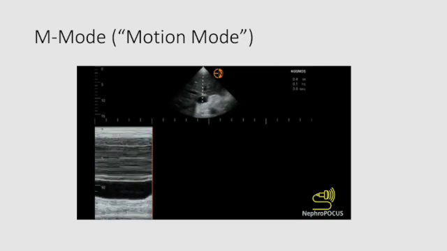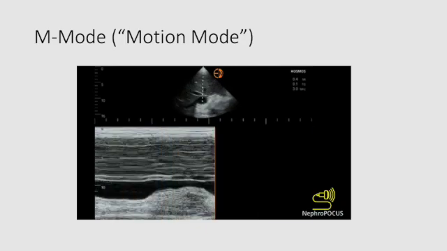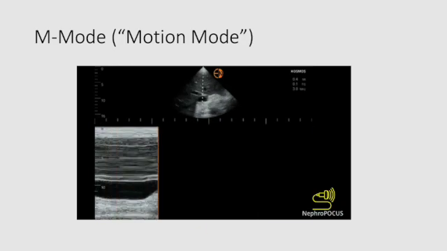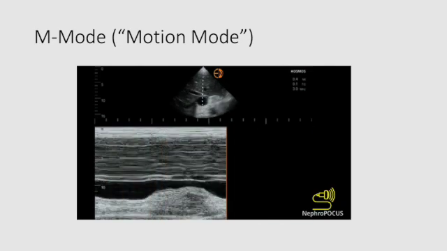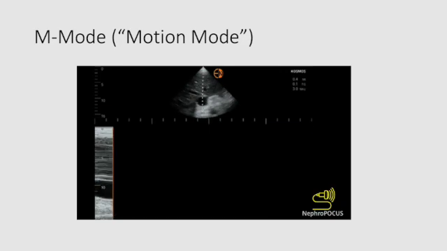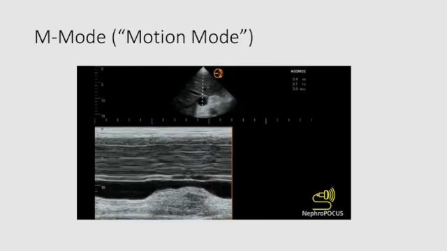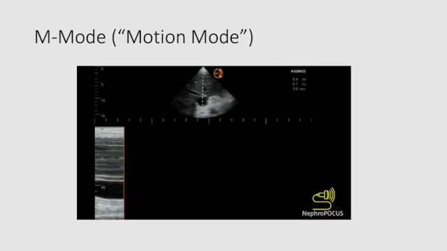M mode is generated by taking one slice over and over and over again, and then laying those slices out next to each other as a function of time. So basically this shows us how one plane is moving over time. We use this to measure things like fetal heart rates, the heart valve motion, vessel compressibility, lung sliding, and lots of other applications.